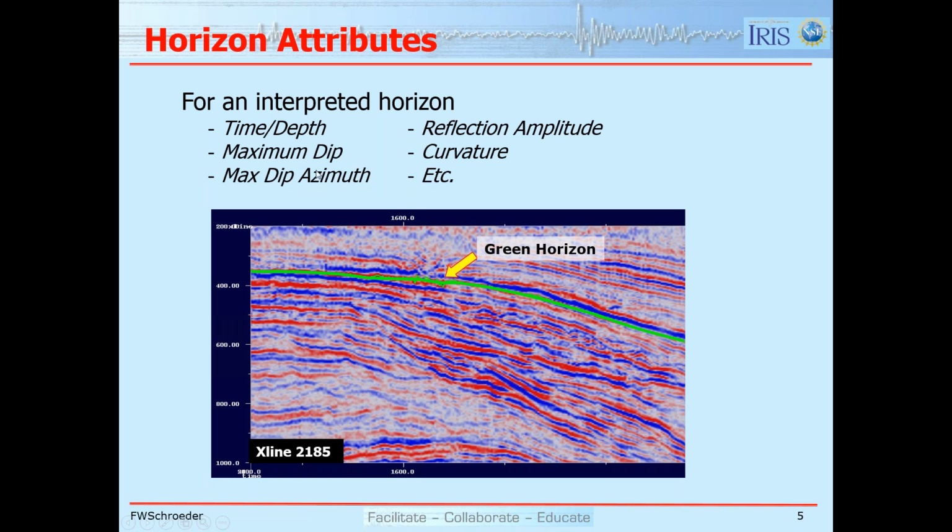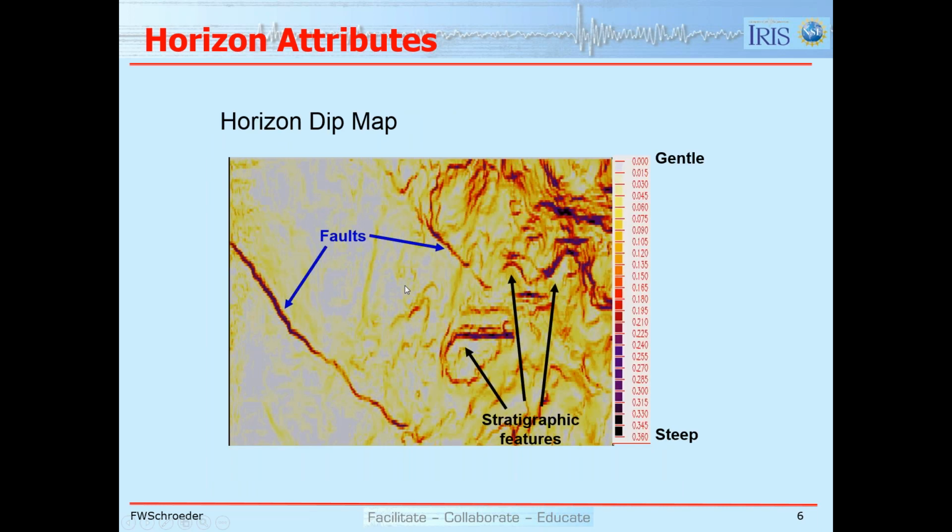We can look at the maximum dip at a particular location for the green horizon. We can look at what the azimuth of that maximum dip is. We can look at the reflection amplitude along that particular red. Red would be a trough, if I have the polarity set the way I usually do. We could look at the curvature on that interpreted horizon. So horizon attributes usually measure some property of the peak or the trough, in this case the red half cycle, that the horizon has been mapped in.